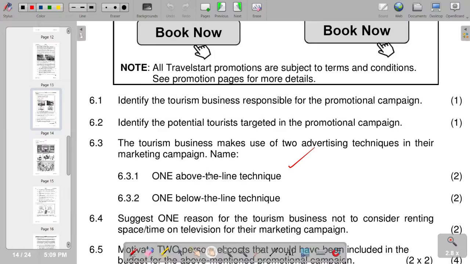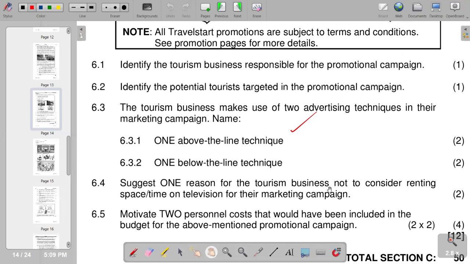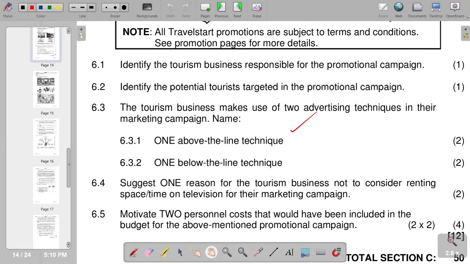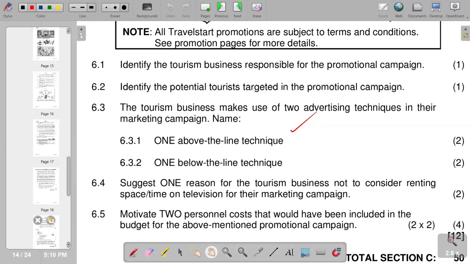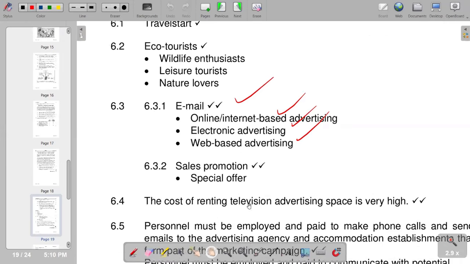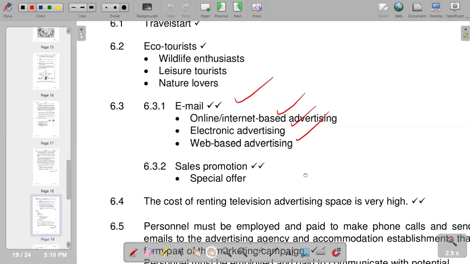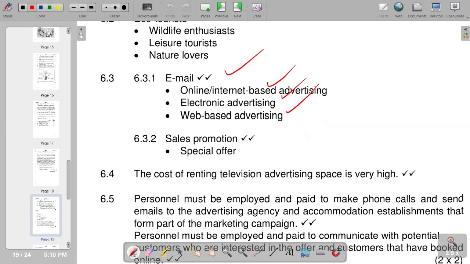So I will go to 6.4, suggest one reason for the tourism business not to consider renting space or time on television for their marketing campaign. It is obviously based on the cost. We are saying the cost of renting television advertising space is very high. So that's the reason why we have such a scenario.